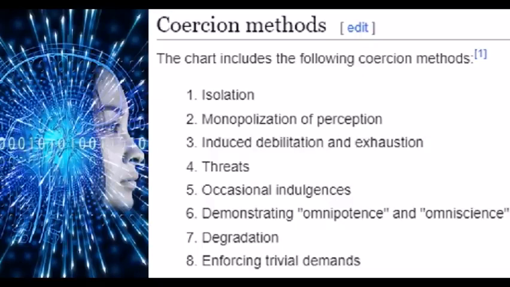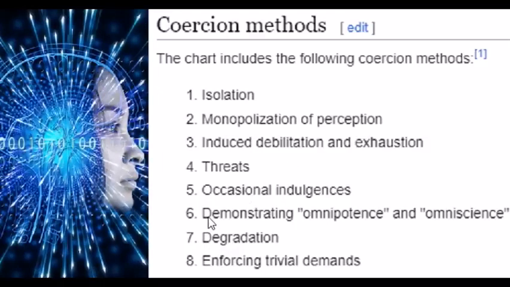Degradation and humiliation are a consequence of isolation, monopolization of perception, threats, demonstrating omnipotence, and enforcing trivial demands. So here, number 7, degradation and humiliation, is of course also a consequence of being, number 1, isolated, number 2, monopolization of perception. If they make you think and see and hear the same thing over and over again, it leads to, number 7, a degradation, of course. Threats as well. It's a humiliation, you know.